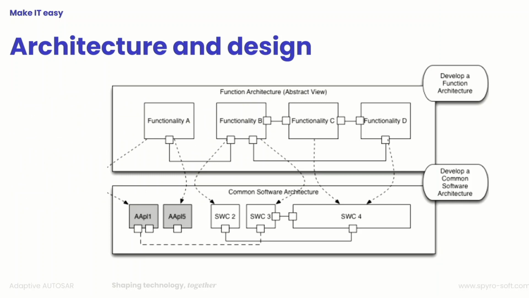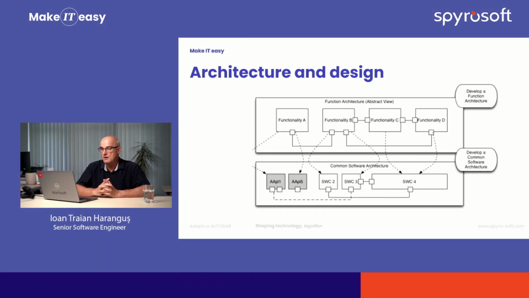And then here we could have an example of how to build function architectures. We could have, for example, 5 functionalities, A, B, C, and D. And these functionalities could encompass either classical aspects or adaptive aspects. So in order to implement this kind of functionalities, we need to split these functionalities into different applications. Some of these applications could be adaptive ones, like for example here APP 1, APP 5. Some other applications could be software components, as they are named in the classical world, like SWC 2, 3, and 4.